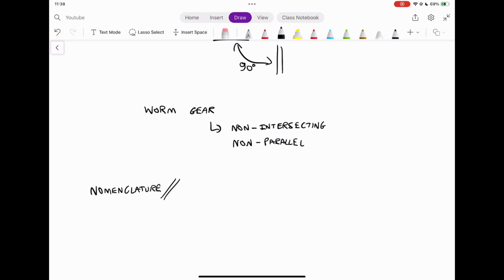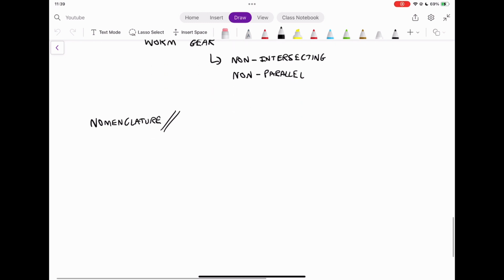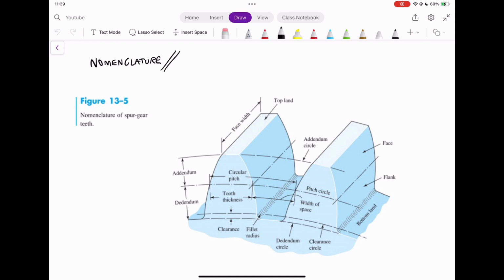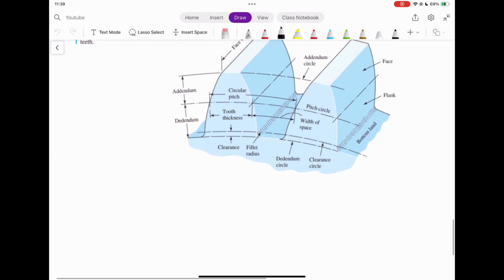For nomenclature, we're going to take the diagram shown below. I'm going to copy over a diagram here so that we have access to it. It's figure 13.5 in your handout and in your book, and it gives you all the different naming conventions for the gear. There's information in your textbook on all the different things you have to know on a gear tooth, but we're going to start with the pitch circle.